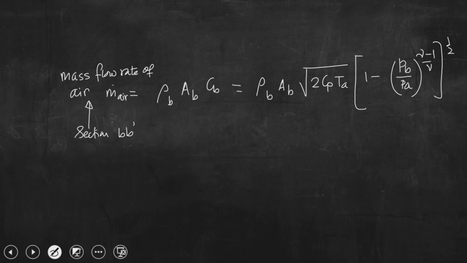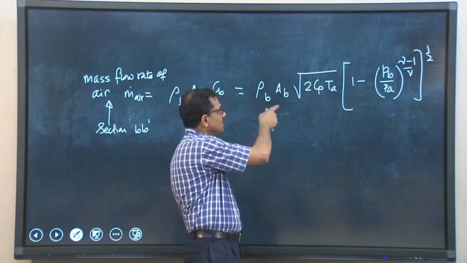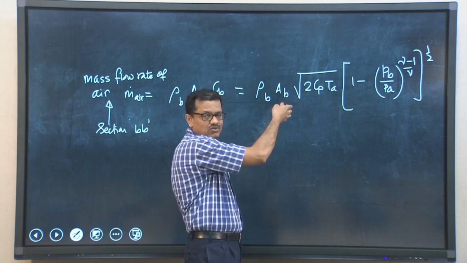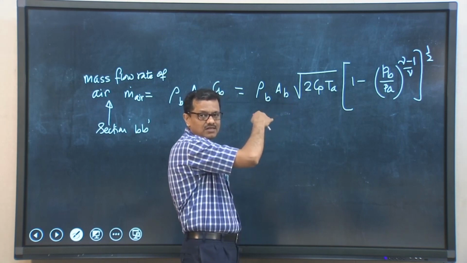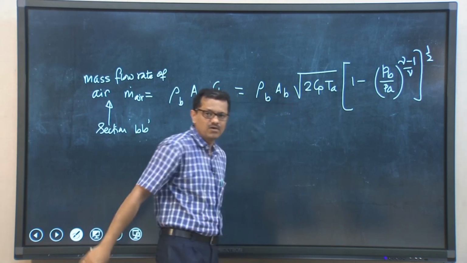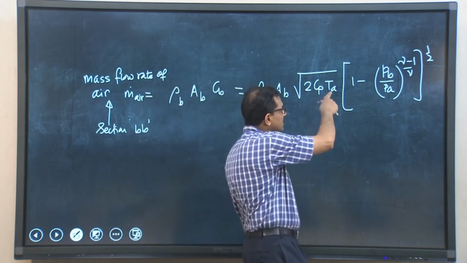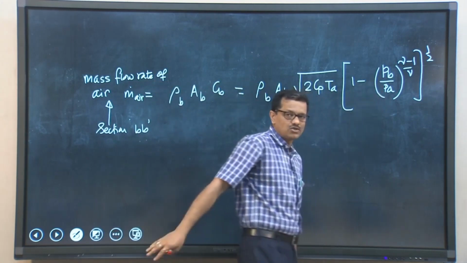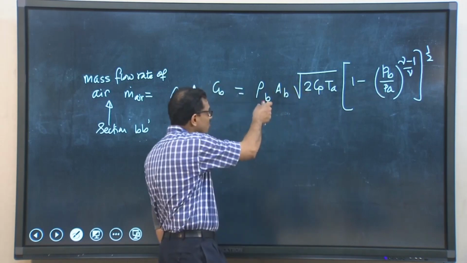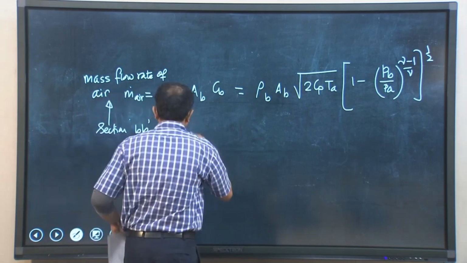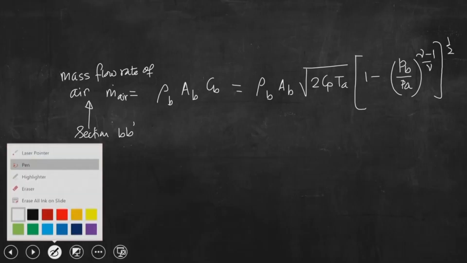Now, this expression is not complete, because we can't calculate the mass flow rate unless we calculate rho B. So, in this expression you can understand that we know AB, that is the cross sectional area of section BB, obtained from the design of the Venturi. Cp is known, Ta is known, Pb and Pa, this ratio is also known, but we also need to know rho B to close this equation. So, also we can write for an isentropic process.